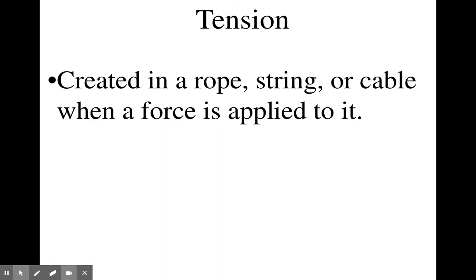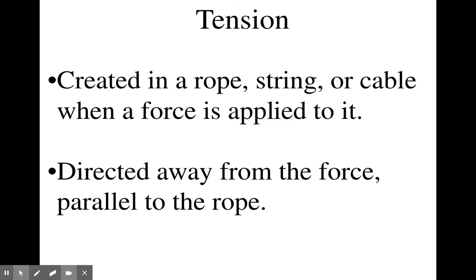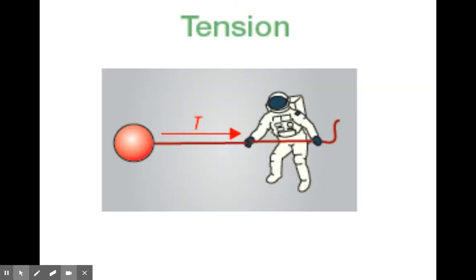It's created on a rope, string, or cable when force is applied to it. It's kind of the reaction force of us pulling on a rope, directed away from the force but parallel to the rope. So, for example, in outer space, there would still be tension, even though there's really no air resistance or gravity or anything like that.